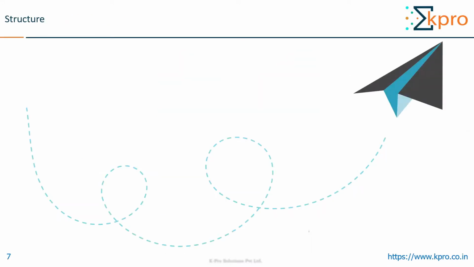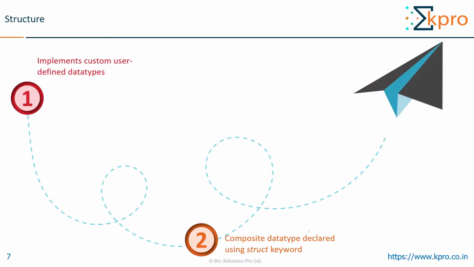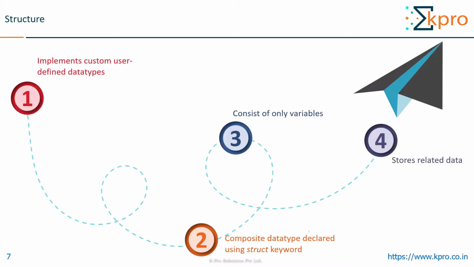Next, let us see structure. Structures or structs help implement custom user-defined data types. A structure is a composite data type made up of multiple variables of different data types, and it is declared using the struct keyword. You can think of a structure as a contract with no code inside it. Thus, these structures consist of only variables. Structures are used to store related data. For example, if you want to store the information of a student, such as name, age, etc., a structure can be used. Now let us see how you write the structure declaration.